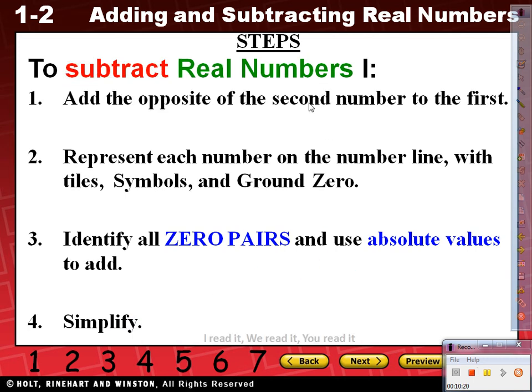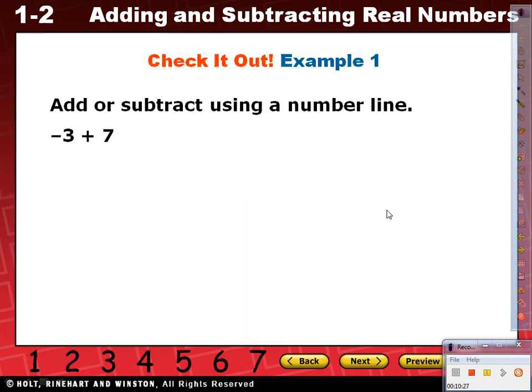I'll get back to that one because there's one more step that it requires. So let's get started really quick with practice. Example number 1. Copy this down, please. Example 1, and write: add or subtract using a number line. But in this case, we're going to use all 4 methods. So write that down. Add or subtract using the number line. -3 plus 7. As soon as you copy that, pens down, I'm going to go over all 4 methods so you guys know exactly what we're doing.